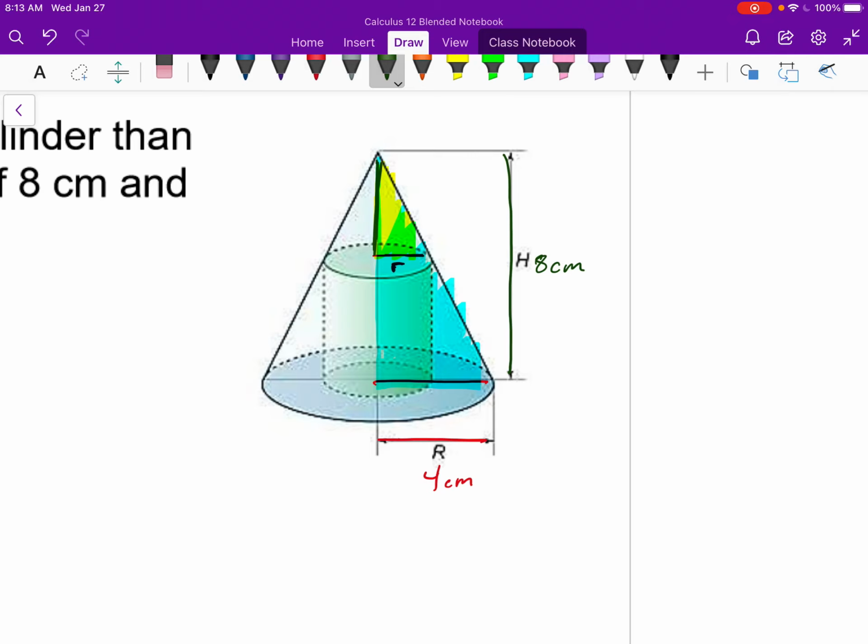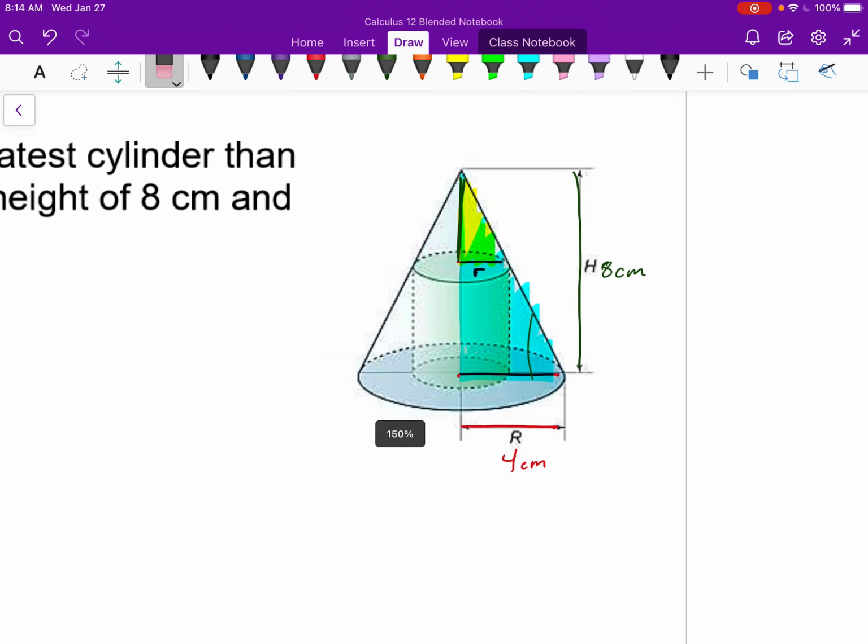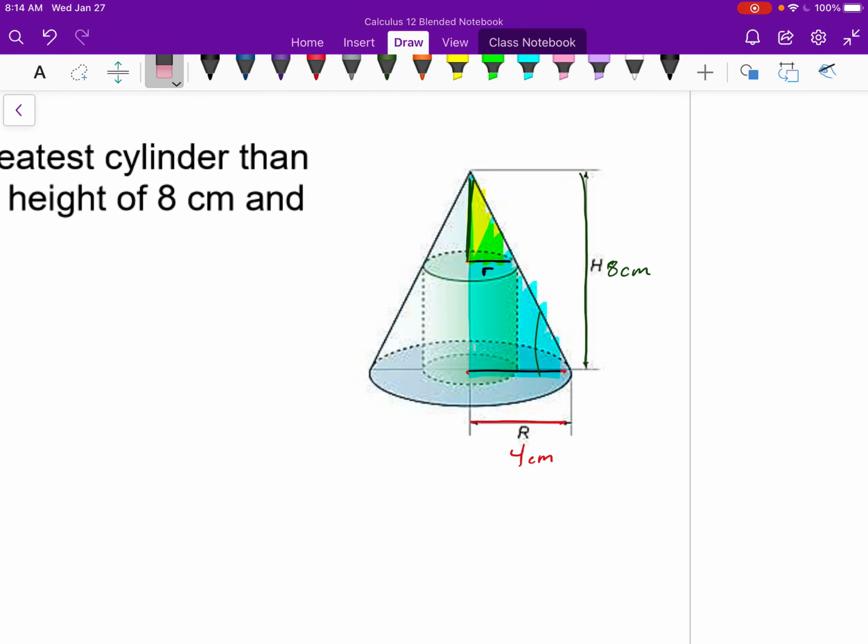And no matter how I draw this cylinder, if I draw something like this, a really stout one, I'll still see that relationship is true. And so the proportion between 4 and 8 is proportional to the radius and not the height of the cylinder, because the height of the cylinder is this. So this little distance from here to here is 8 minus h.